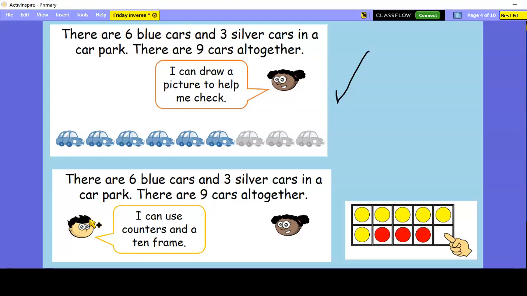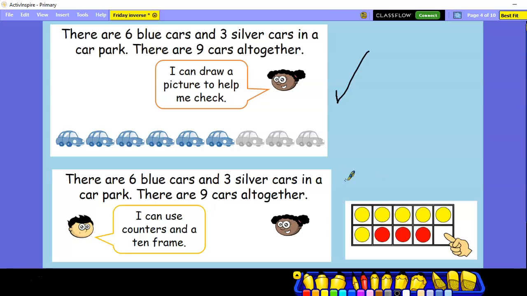Then this boy, he's done the same problem. But he's checking it in a different way. He's checking it with his maths objects. So he's got a 10 frame, and he's actually using counters, putting counters on the 10 frame. In the same way that the girl did, he's got 2 different colours to check his answers. So it says 6 blue cars, and he got 6 counters of one colour. 1, 2, 3, 4, 5, 6. And then 3 silver cars, he got a different colour, 1, 2, 3, and he was right as well. There's 9 altogether.